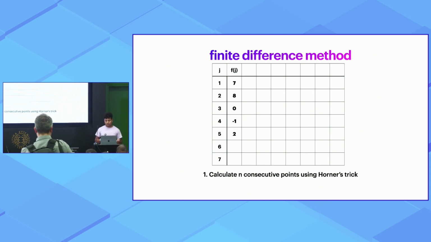So it works as follows. Let's say we create a simple table. And for the first n evaluations, we just use Horner's method. So we use Horner's method to evaluate the first 5 indexes. And now we want to figure out what's the 6th index without paying for multiplication.